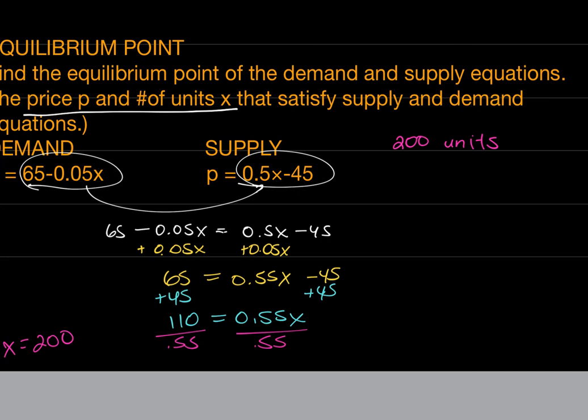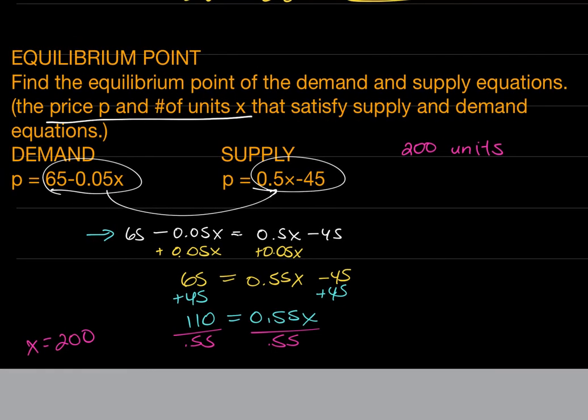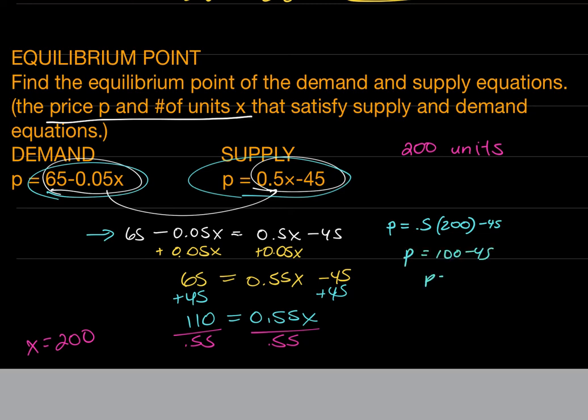When you make them equal to each other, you would have to move both. Now I also need the price per unit. So I could plug it back in either place, here or here, because they're going to give me the same answer. P equals, I'm going to grab the second one, 0.5 times 200 minus 45. And I get P equals 100 minus 45. P equals 55.